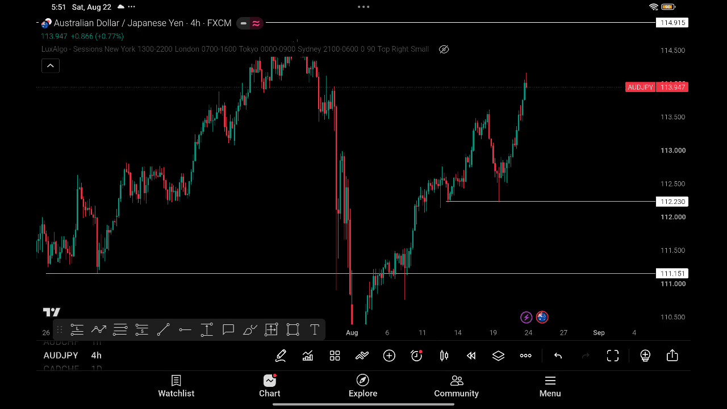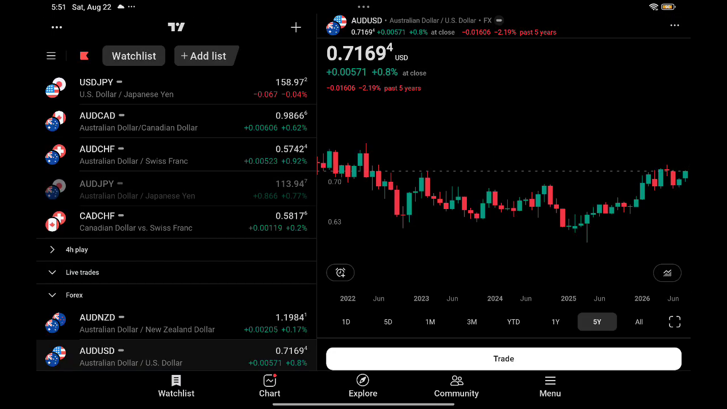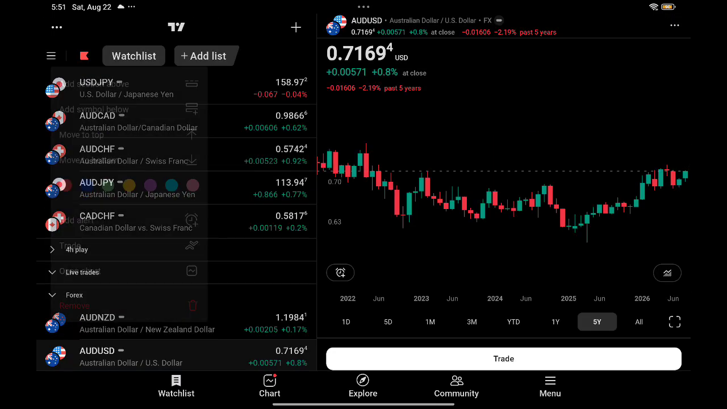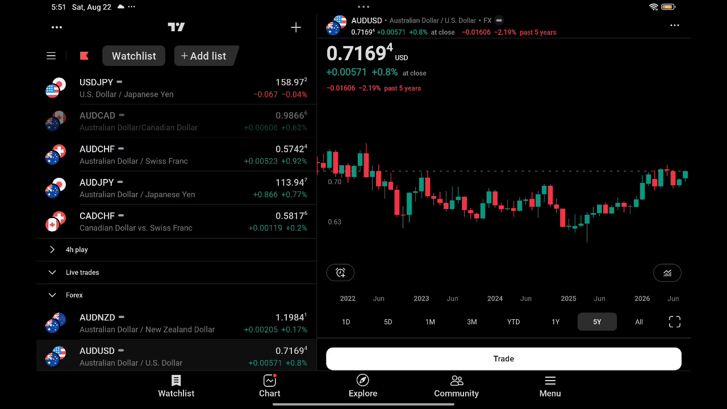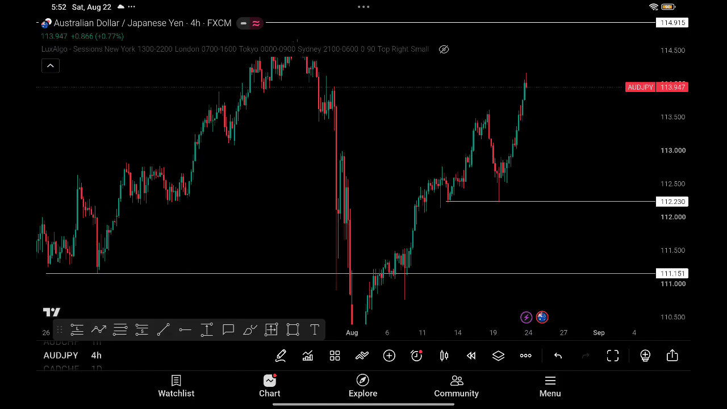So these three trades, AUDJPY, AUDCHF, AUDCAD, they all played out within the same time. So you have to choose the best one. You have to choose the better pairs, better structure to take this kind of trade.